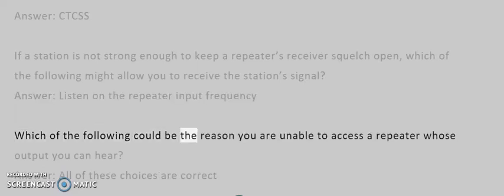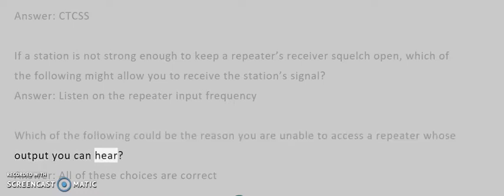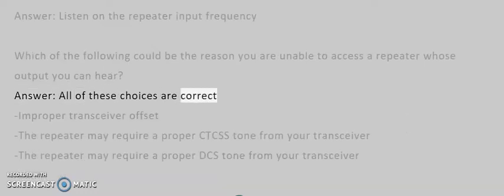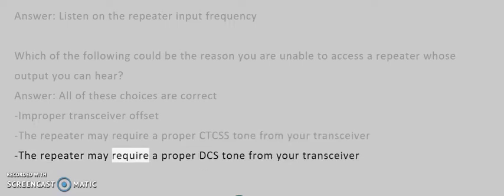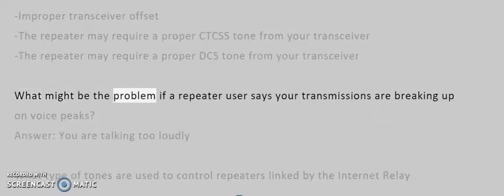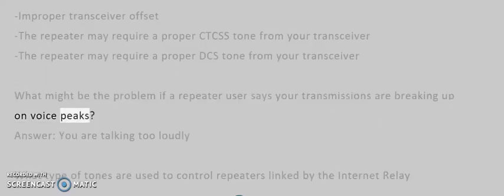Which of the following could be the reason you are unable to access a repeater whose output you can hear? Answer, all of these choices are correct. Improper transceiver offset. The repeater may require a proper CTCSS tone from your transceiver. The repeater may require a proper DCS tone from your transceiver. What might be the problem if a repeater user says your transmissions are breaking up on voice peaks? Answer, you are talking too loudly.